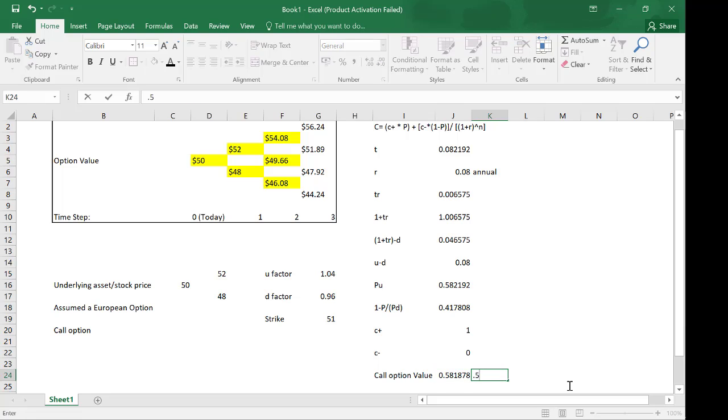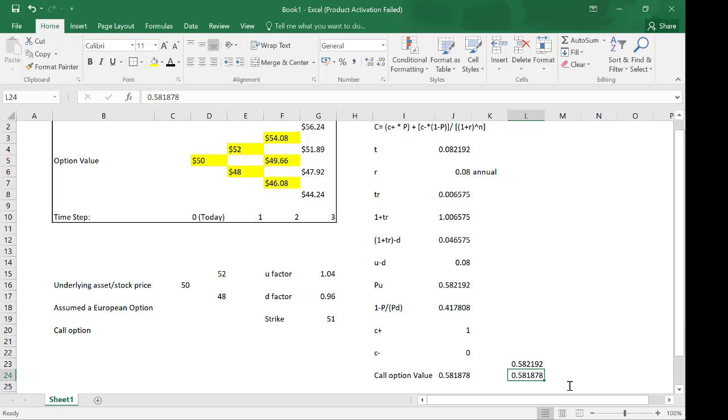It is 0.581878. The initial payoff was 0.582192. As you can see, if you compare these two values, 0.582192 is greater than 0.581878. So we have essentially discounted it back to the present value, and this is what the call option value is.